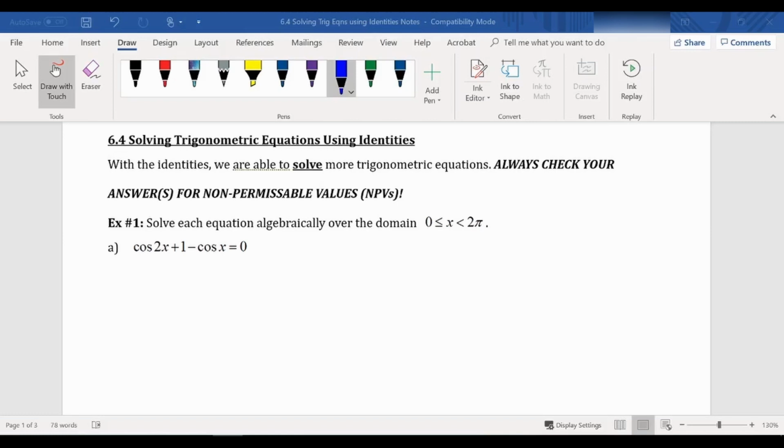So this first question here, we have no fractions. Therefore, we have no non-permissible values. We're also going to take a look at the domain we've been given, which is one cycle, from 0 to 2 pi. So we don't need to write this in a general form. We just need to find out how many answers we have going around one cycle. And we can also see here that we have one identity.